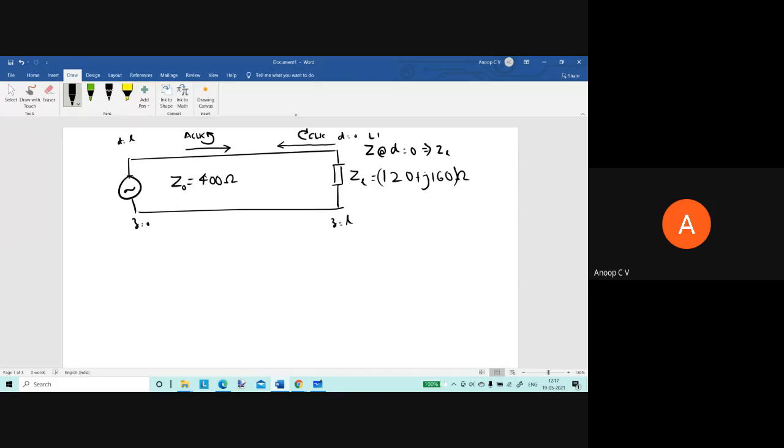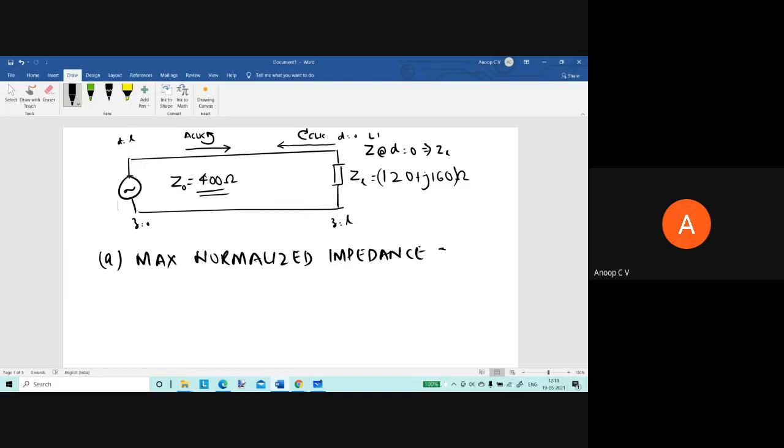So what is given is ZL equal to 120 plus j160 ohm, and Z0 equal to 400 ohm. You have to find out A: the maximum normalized impedance. Small z and capital Z become a problem when I write them, so I'll write maximum normalized impedance clearly.